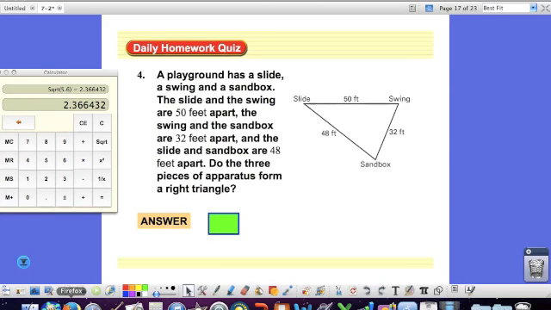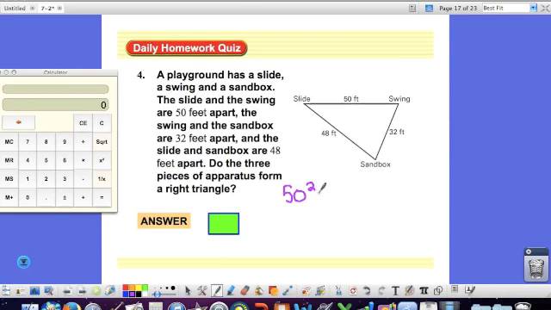A playground has a slide, a swing, and a sandbox. You can read through the problem. They are set up like a triangle. We need to determine if it is a right triangle. Yes, if you know your Pythagorean triples, you can use your Pythagorean triples to solve this.